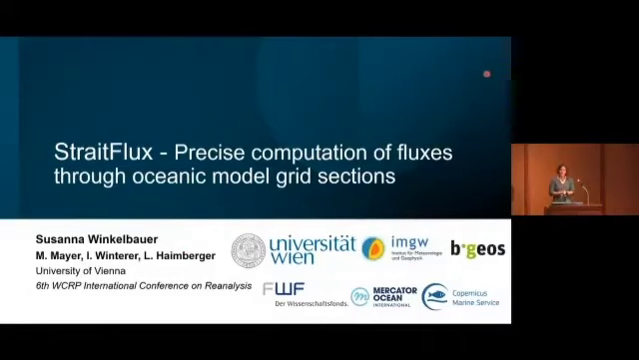So I will be talking about oceanic transports today and the calculation of those for reanalysis and ocean models with our new tools, StraitFlux. First of all, thanks to my colleagues, Leo Heimberger, Michael Meyer, and Isabella Winterer from the University of Vienna.